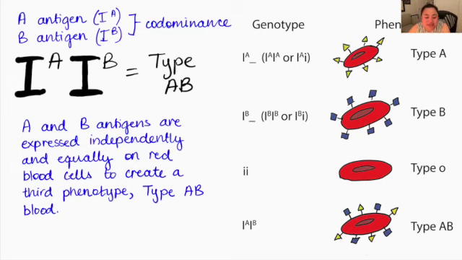You might be wondering, why is the letter I used to note the alleles in the ABO blood group system? Great question. The letter I is used because it used to stand for isoagglutinogen. Now we just use the word antigen. So whenever you see I in the context of blood, just think that means antigen.